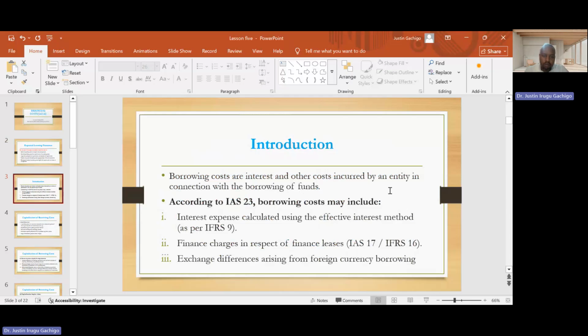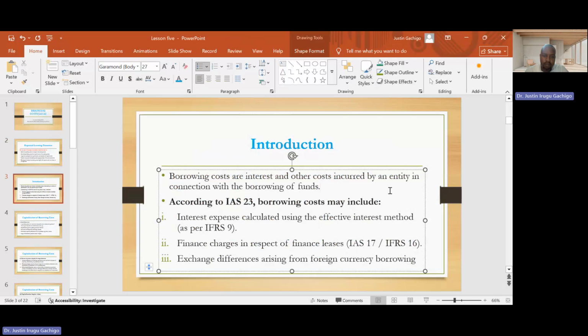According to IAS 23, borrowing cost may include, one, interest expense calculated using the effective interest method, that is as per IFRS 9, which guides the impairment of receivables, loans, etc. Finance charges in respect of finance leases as per IFRS 16. So previously it was IAS 17, which was replaced by IFRS 16.